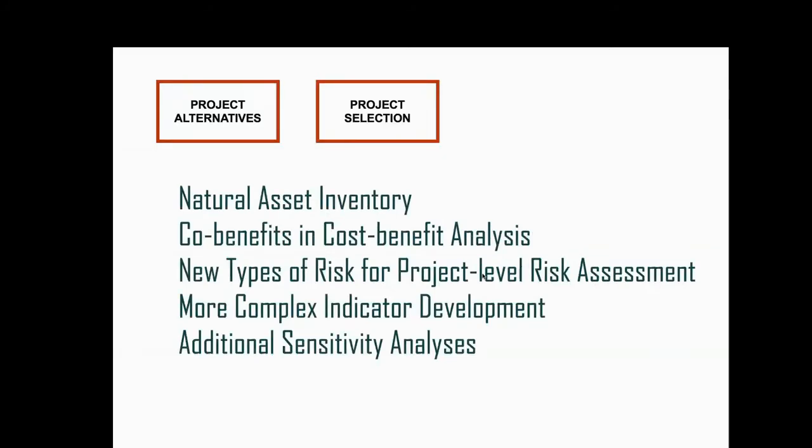So when we get into developing project alternatives and selecting projects, there's a few different steps, like developing a natural asset inventory so that you know what the options are that are available in terms of ecosystem-based adaptation. But an important one is also cost-benefit analysis. And so a lot of these additional unique features of EBA sound more complicated and expensive. And so that's one of the reasons why it's important to consider things like the co-benefits that ecosystem-based adaptation can offer when cost-benefit analyses are being conducted.